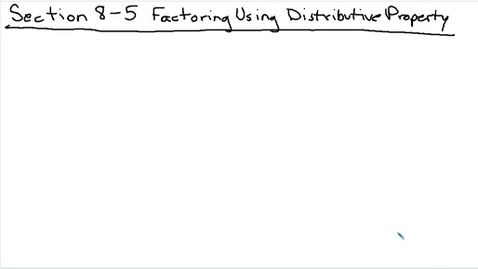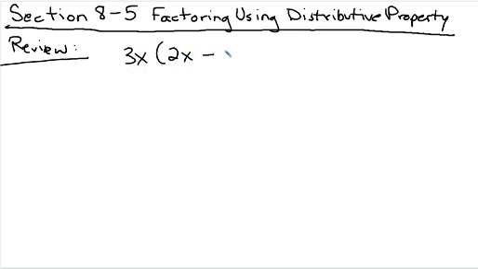Today we're going to move on to the next section, which involves factoring using distributive property. But first, I just want to review distributive property. Let's say that I had 3x times 2x minus 5, and I wanted to multiply through with distributive property. Well, 3x times 2x is 6x squared minus 3x times 5 is 15x.